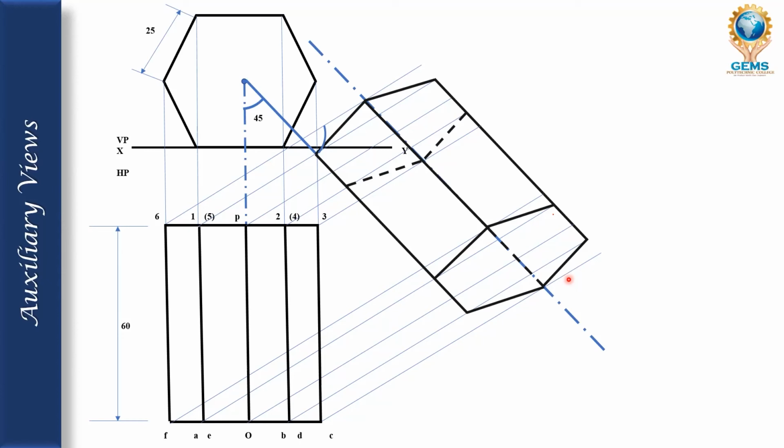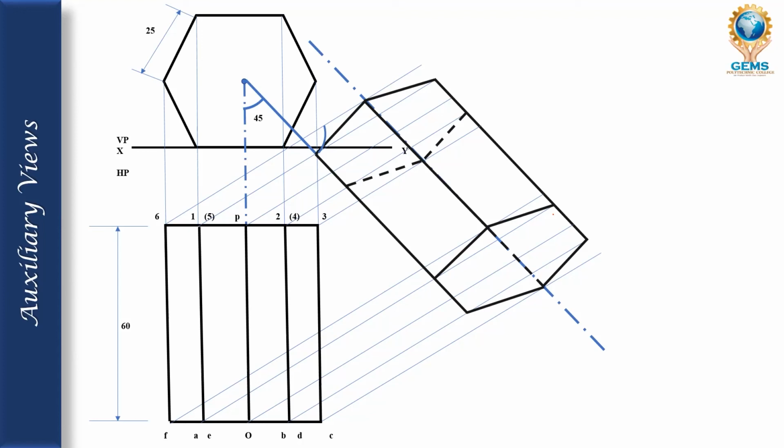See again, here only one thing I haven't mentioned. If it is going from here, this comes as F dash, A dash, E dash, B dash, D dash, C dash. Wherever the line is going, just mention the points. And here it comes 6 1, 1 A1, F1, E1, O1, B1, D1 and C1. You have to mention this by looking at the diagram. If you know orthographic projection clearly, you can mention the points very clearly. So be careful about that.